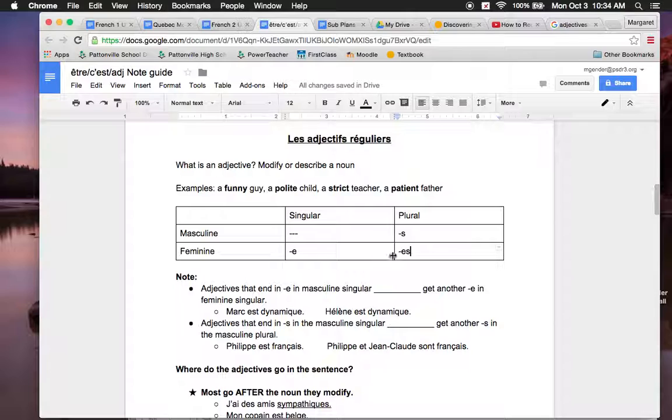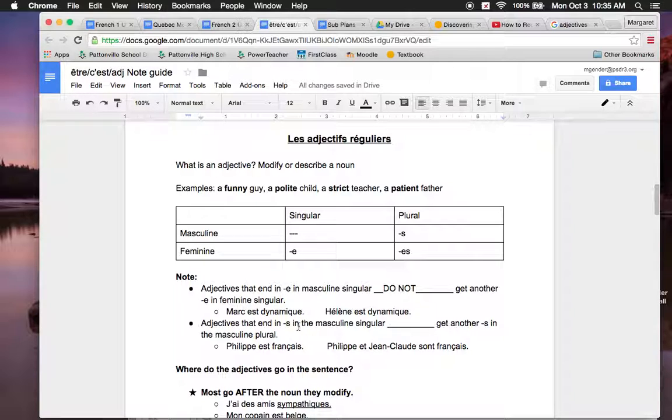Okay? So here are things to note. Adjectives that end in E in masculine singular, so if it's over here and it already ends in an E, do not get another E in the feminine singular. So there's the adjective dynamique, okay, dynamic. If Marc est dynamique, it already ends in an E, see that? But if Hélène est dynamique, we don't get another E on the end. It already ends in an E, so we don't have to add another one.